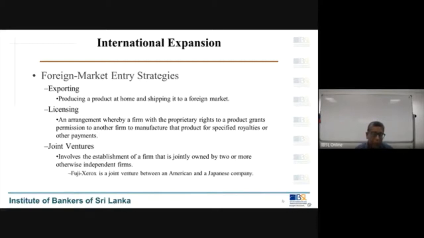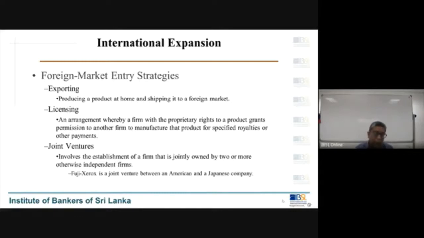Another example is Fuji and Xerox. How did Xerox photocopy machines enter the Japanese market from America? They had a joint venture with Fuji. Fuji is a Japanese company. Xerox is a USA company. Now, how did Xerox improve their businesses? They joined with the Japanese company called Fuji. So those are some of the examples, right?